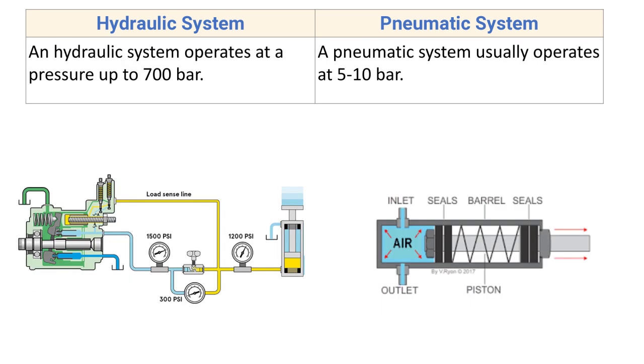Next point. A hydraulic system operates at a pressure up to 700 bar. As the hydraulic system is used to lift heavy loads or to perform heavy work, it operates at a pressure up to 700 bar, and hence its components are made of steel and it is heavier in weight, whereas the pneumatic system usually operates at 5 to 10 bar, as the applications of pneumatic systems are lighter, and hence the pneumatic system usually operates at a pressure of 5 to 10 bar.